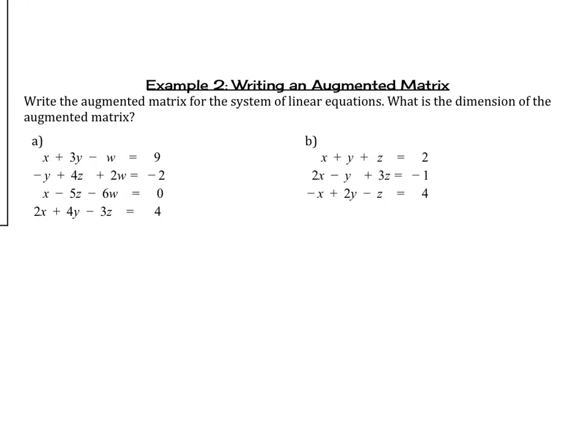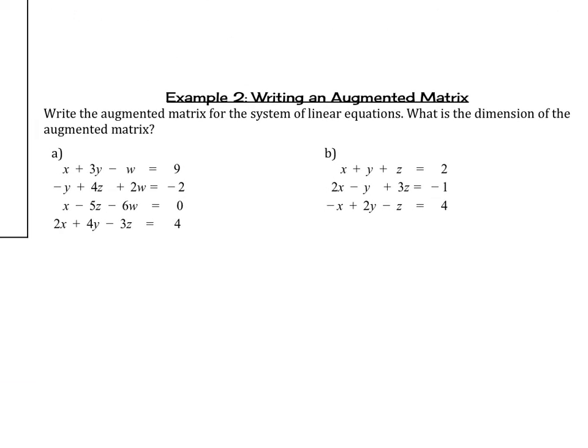So we're just going to do a couple examples real quick, just writing an augmented matrix, and then describing the dimension of the augmented matrix. So here, why don't you go ahead and try it. As a hint, especially if there are a lot of variables, I would label the top x, y, z, and w, and then we know the last column is our constant. So go ahead and try out A and B.